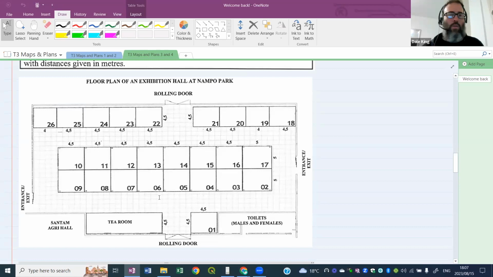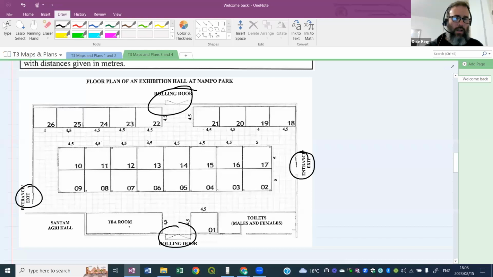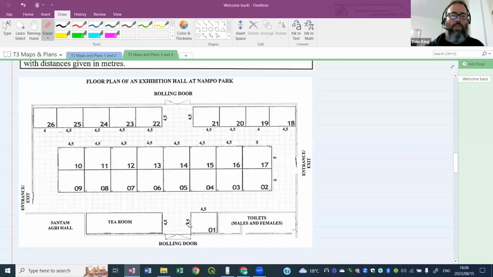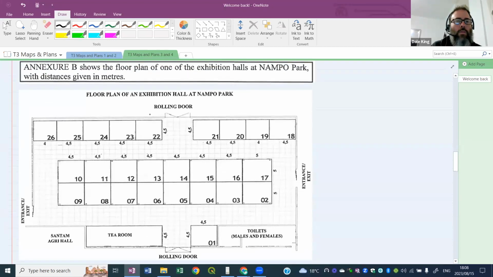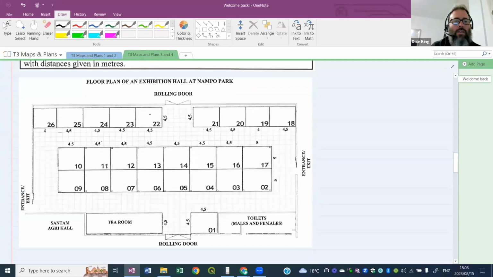And what you can see here is that all these little rectangular cells are stands or tables in the hall. We're in plan view here. We can see doors, exits and entrances on the side, and here's a tea room. Each one of these little rectangles that is numbered is an exhibition stand or a table for you to exhibit your business or your products. And they say in the text at the top that the distances are given in meters.